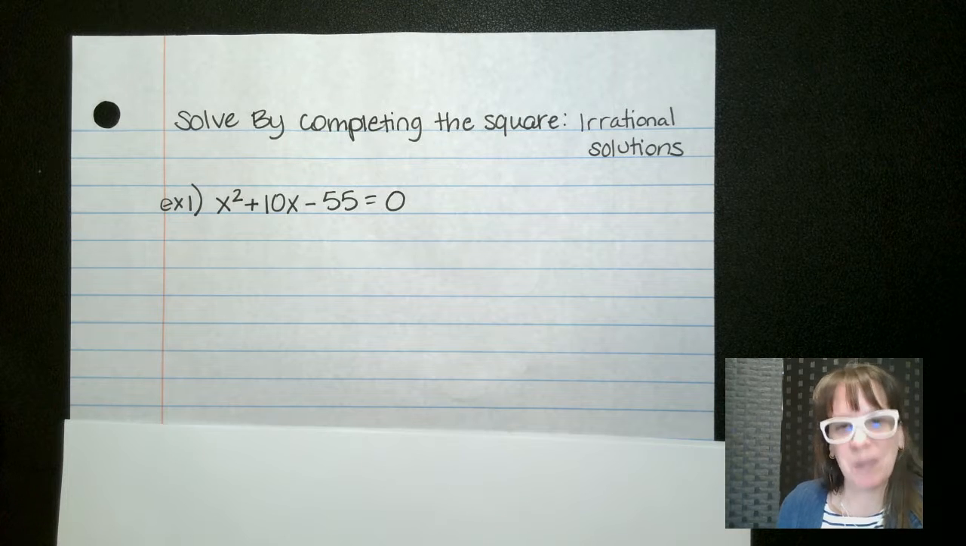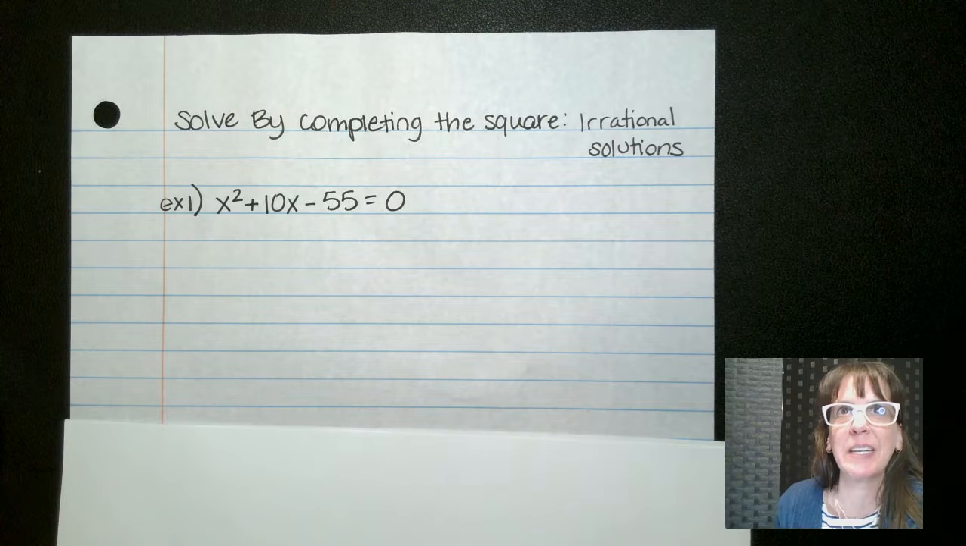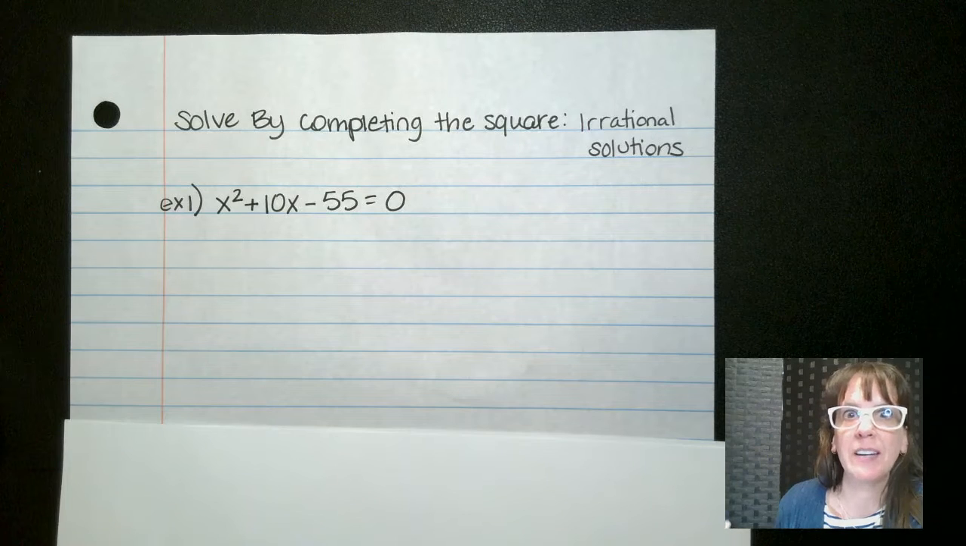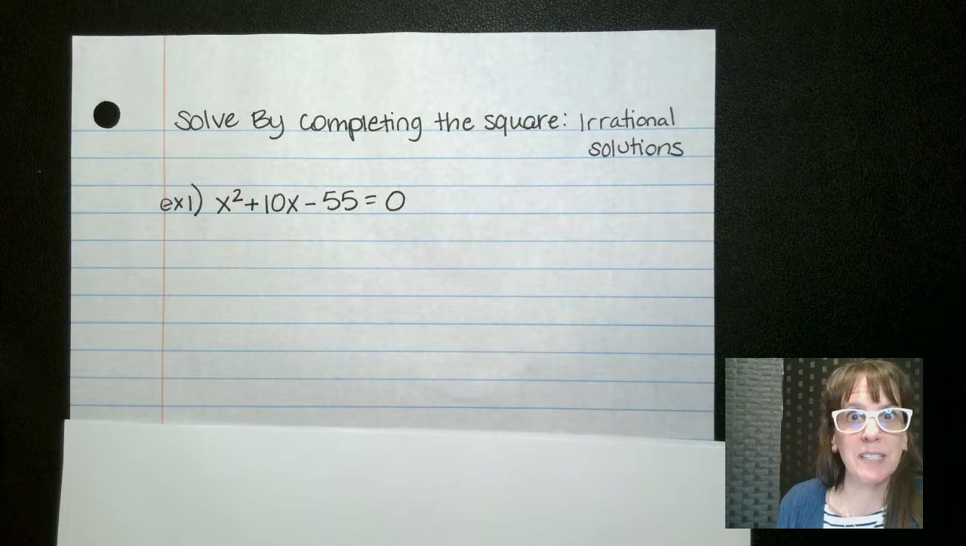Today we're talking about solving quadratics by completing the square when we have irrational solutions. Just a reminder, irrational solutions are ones where we have a non-perfect square. In this case, it means a non-perfect square, basically decimals that don't end and don't repeat. So let's take a look.